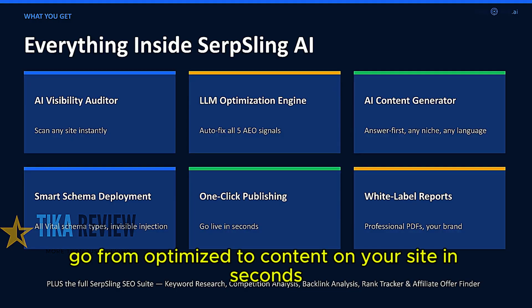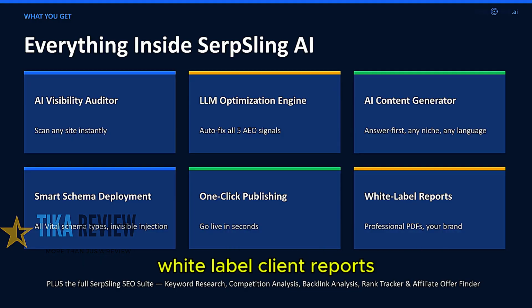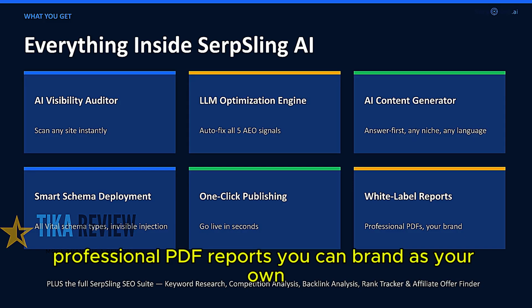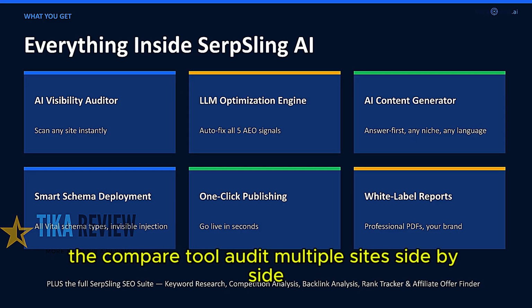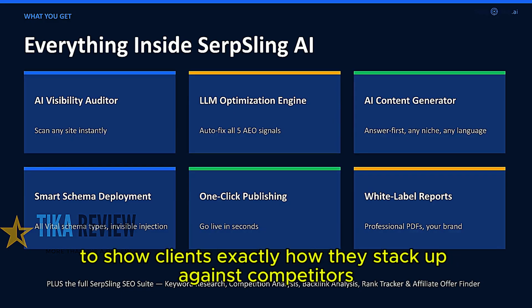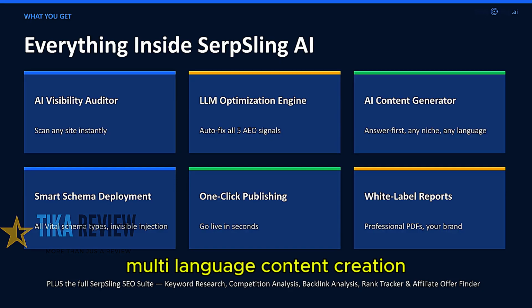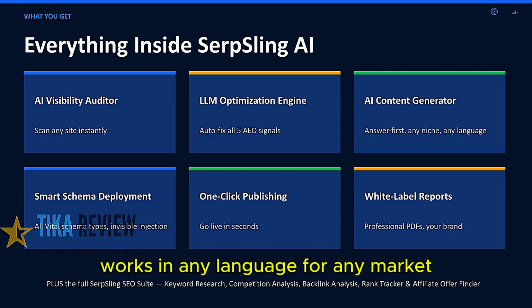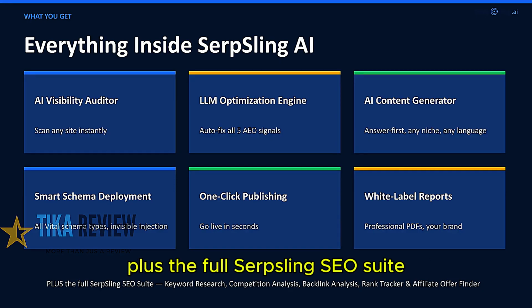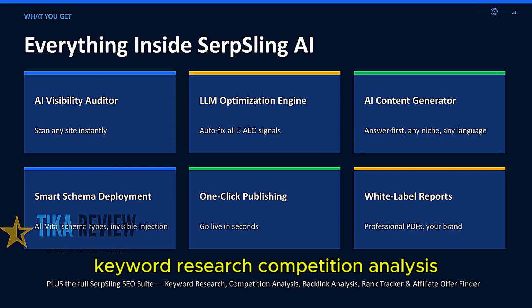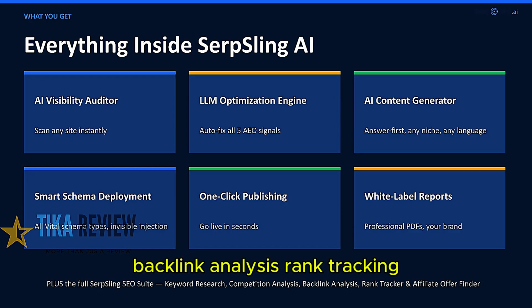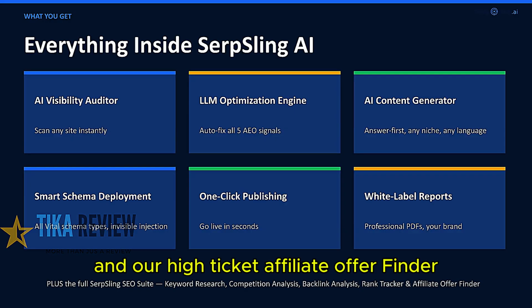One-click publishing. Go from optimized to content on your site in seconds. White label client reports, professional PDF reports you can brand as your own. The Compare tool. Audit multiple sites side by side to show clients exactly how they stack up against competitors. Multi-language content creation works in any language for any market. Plus the full SerpSling SEO suite, keyword research, competition analysis, backlink analysis, rank tracking, and our high-ticket affiliate offer finder.